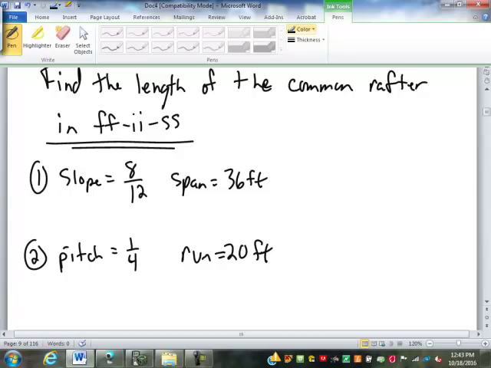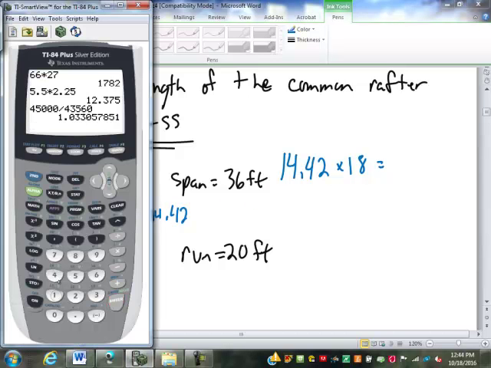So if you look up the 8/12, what number do you get? 14.42. What are you going to do with that? Multiply it by what? 18. Very good. Because the span is 36, the run is 18, half of that. So that gives us the length of that common in inches, 259.56.